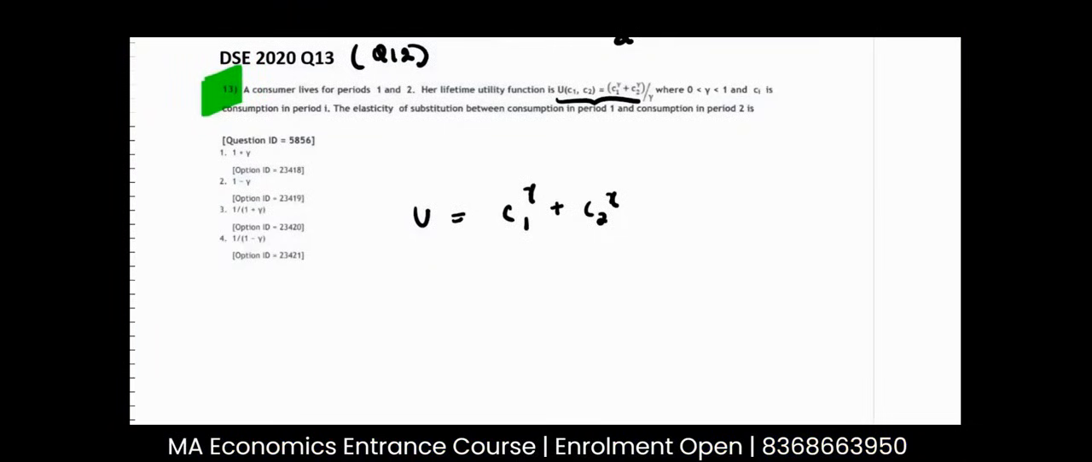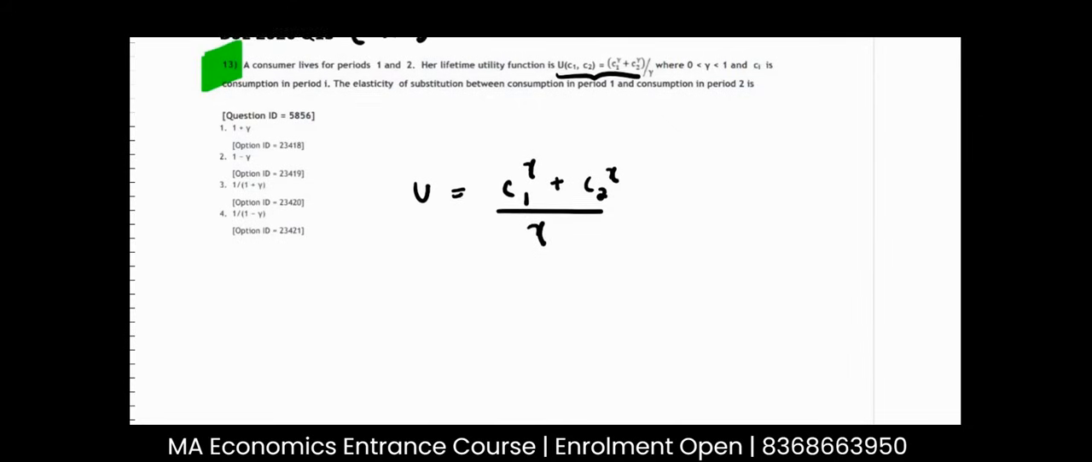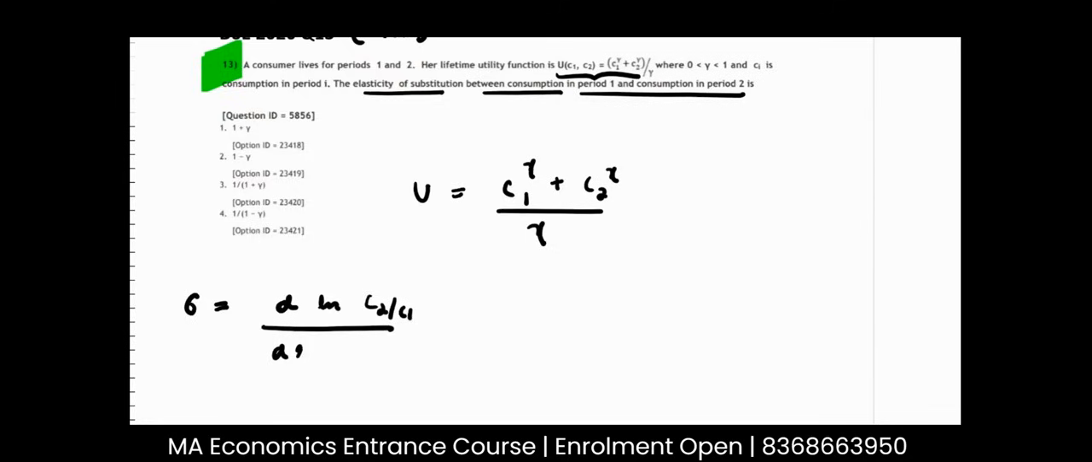The method is the same. You can try it with to the power 1 by gamma also. So it says find the elasticity of substitution between consumption in period 1 and consumption in period 2. Now, elasticity of substitution has a formula which is given by d of ln C2 by C1 upon d of ln MRS.